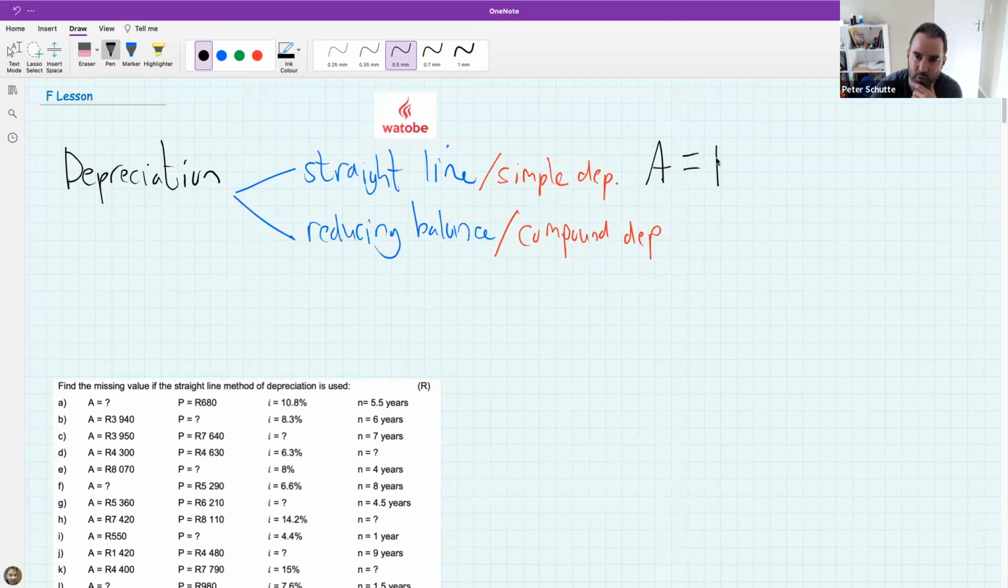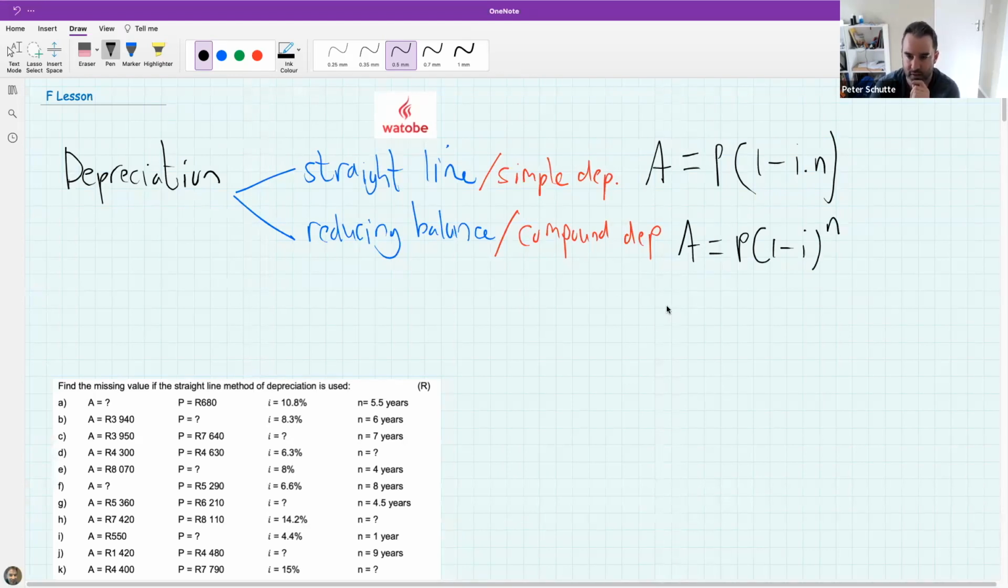So A equals P(1 minus i times n) is for straight line or simple depreciation. And for reducing balance depreciation, we have that formula. Now, what is a bit confusing with depreciation is that the P value is actually normally the bigger value in this formula. The reason it's bigger is that if your initial value is something and you're losing value, then P has to be bigger because A will be lower.